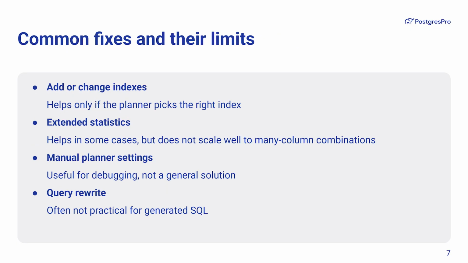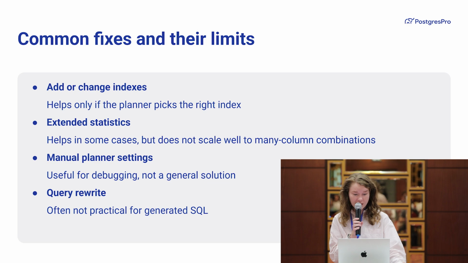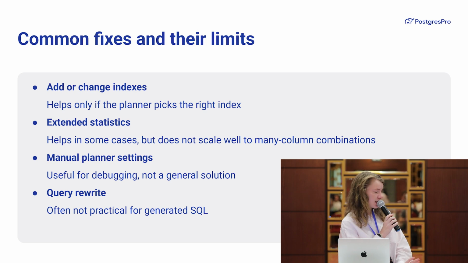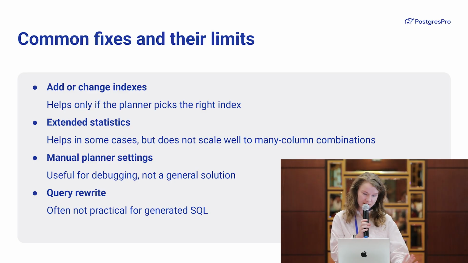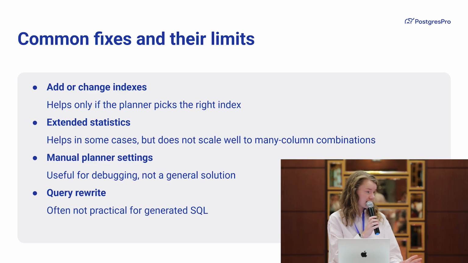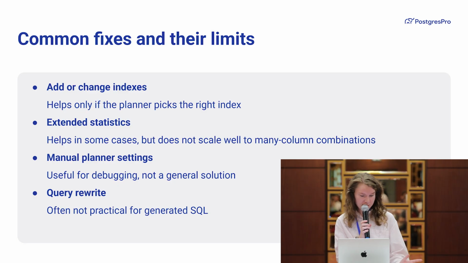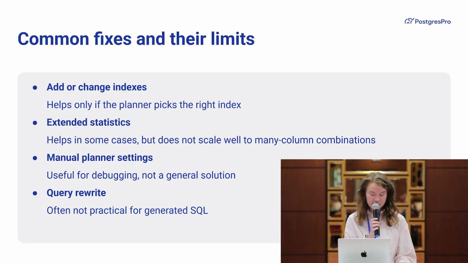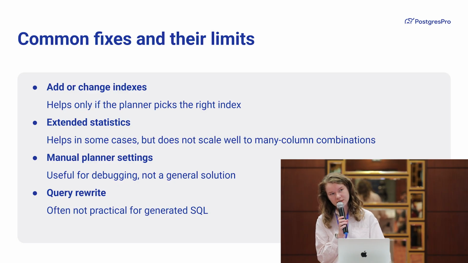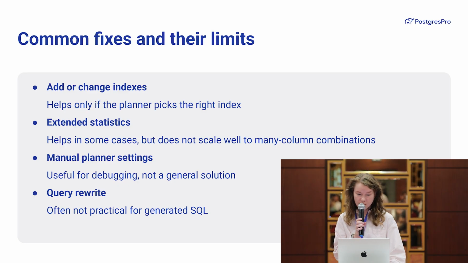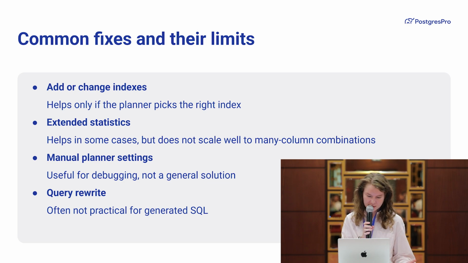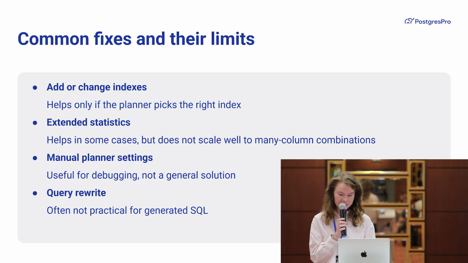There are actually several standard ways to work with such plans. We can add indexes, but it doesn't help if the planner still chooses another index. And also extended statistics can improve some estimates, but they are harder to apply when we have many columns and many equality conditions. And also planner settings, of course, like disabling join methods. It can be very useful, but it is not a ready production solution, so we need a smaller and more targeted way to improve planner decisions in these specific cases.